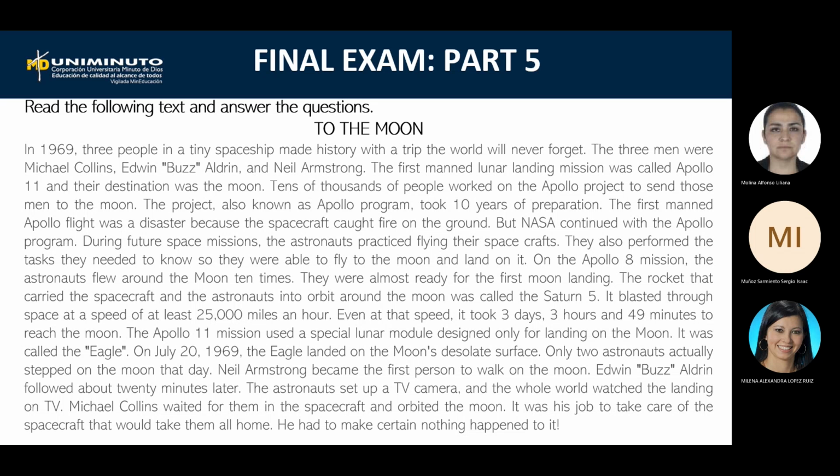The Apollo spacecraft had a lander for landing on the moon. It was the Eagle. On July 20, 1969, the Eagle landed on the moon's surface. Neil Armstrong became the first person to walk on the moon. Edwin Buzz Aldrin followed about 20 minutes later. The astronauts set up a TV camera and the whole world watched the landing on TV. Michael Collins waited for them in the spacecraft and orbited the moon. It was his job to take care of the spacecraft that would take them home. He had to make certain nothing happened.